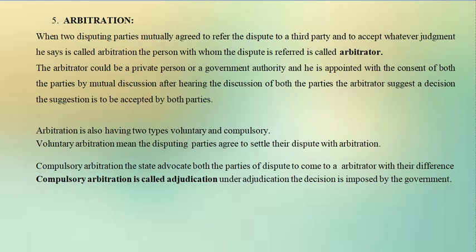Arbitration is also of two types, voluntary and compulsory. Voluntary arbitration means the disputing parties agree to come and solve their problem. In compulsory arbitration, the government directs both the parties of dispute to come to an arbitrator with their differences. And compulsory arbitration is called adjudication.